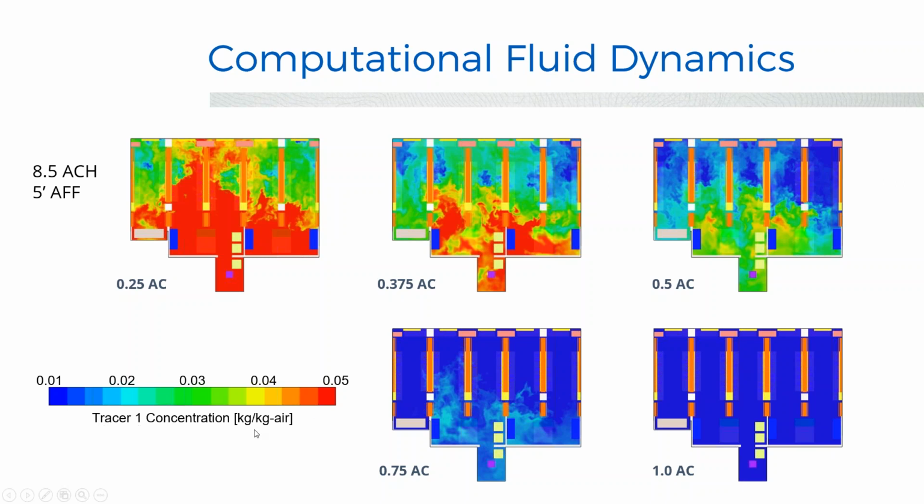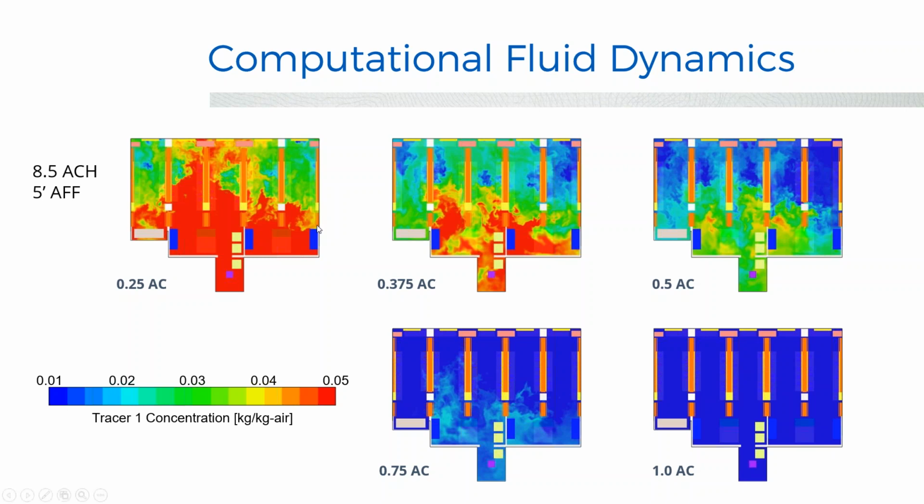If we look at these images, you can see the color bar here is tracer 1 concentration, in kilograms per kilogram of air. The way we were evaluating these spaces was filling them up with a contaminant uniformly at the beginning of the simulation, and then running the simulation to see how the contaminant would be cleared out of the room, and identify if there are any dead zones where things weren't getting cleared out, or if it took longer in certain areas.